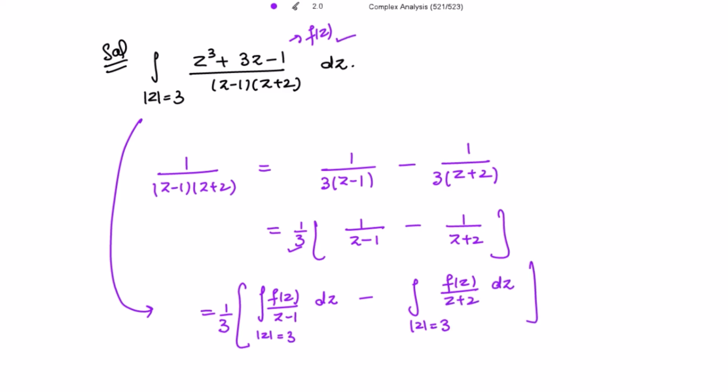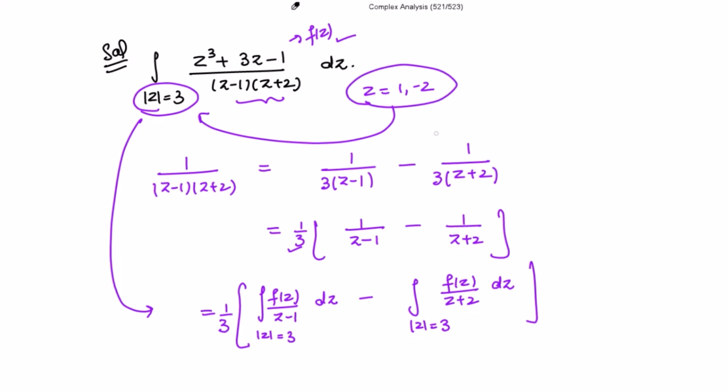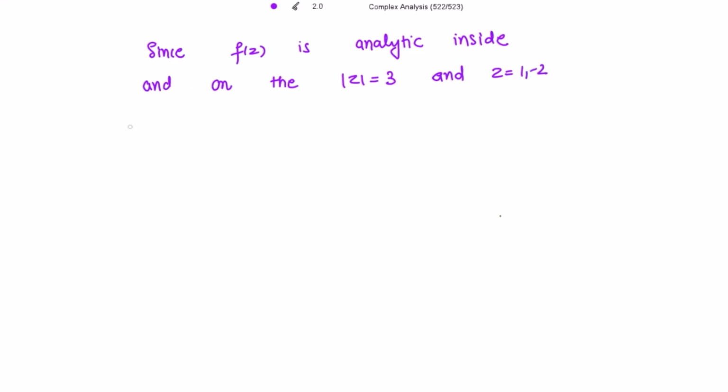Now since this f of z is our polynomial, it is analytic inside and on the circle mod z equal to 3. And also the points z equal to 1 and negative 2 lie inside this circle. So therefore we apply Cauchy's integral formula for both these points. So let's write this. Let me mark this as 1. Since f of z is analytic inside and on the circle mod z equal to 3, and z equal to 1 and negative 2 lie inside the given circle.